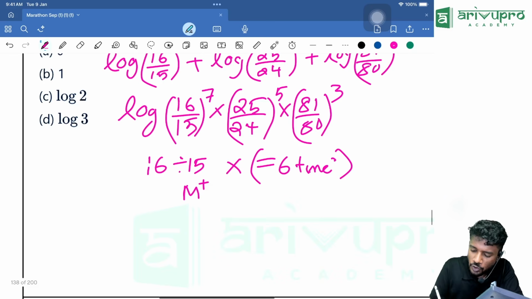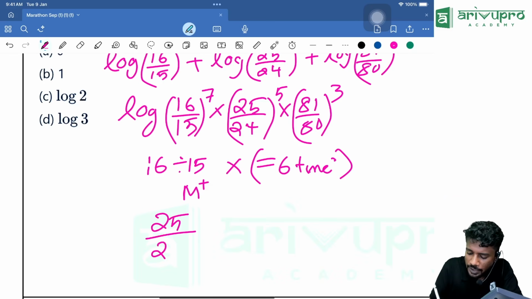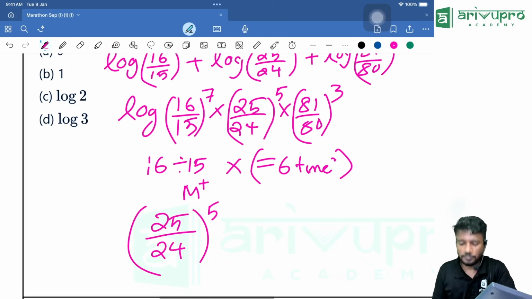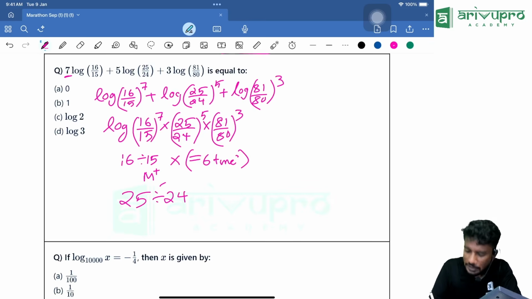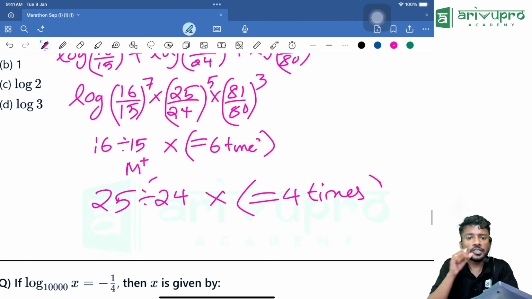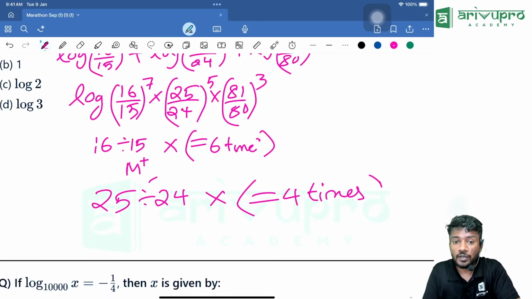Then 25 divided by 24, the entire thing raised to 5. How much is that? You will type 25 divided by 24, then press equal to 4 times. So how much are you getting? 1.27. You are getting 1.27, right?